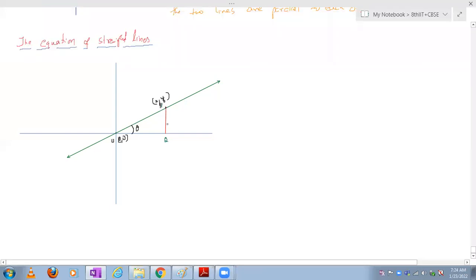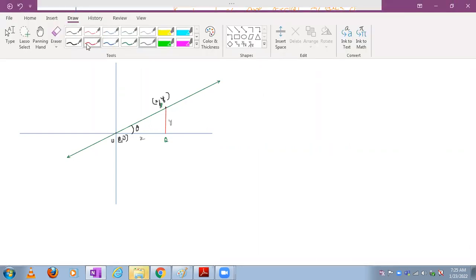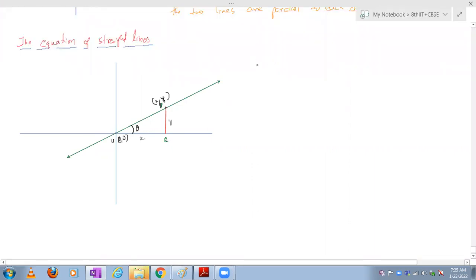Okay, now what is this from here to here? What is the length here? Y. And what is the length of Q? X. Now tan theta is equal to how much? What is tan theta here? Sir, y by x. Tan theta means slope. Slope means tan theta. Tan theta means y by x.